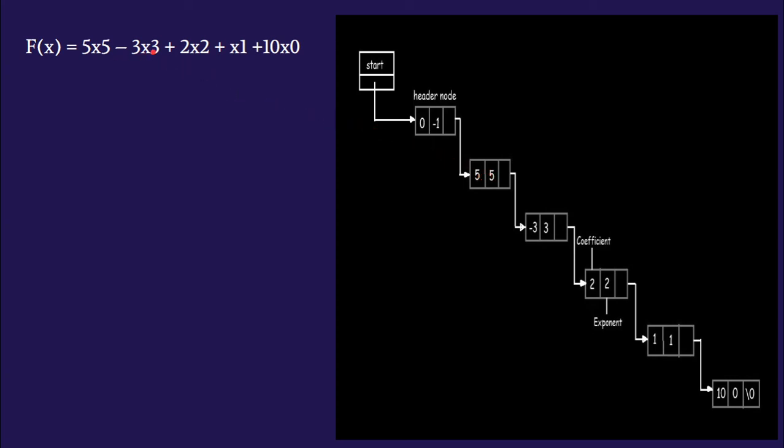Likewise, -3x cube. So -3 is the coefficient and 3 is the exponent. Next one, 2x square. This 2 is the coefficient and this 2 is the exponent. Same way, x power 1. Here 1 is the coefficient and 1 is the exponent. And 10 x power 0. So 0 is the exponent and 10 is the coefficient. This is the way the circular linked list, the grounded linked list, is used to denote the polynomial. So this is the way the polynomial is represented.